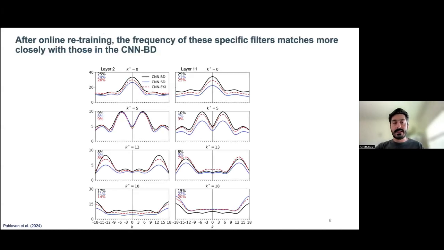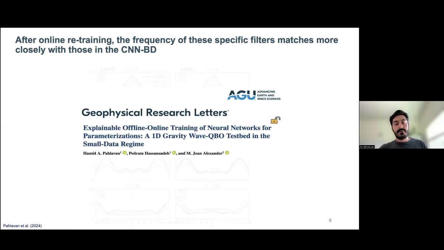But perhaps more interestingly, the frequency response of these kernels gets closer to those in the big data regime after online retraining. For example, we are going from these blue lines in the CNN small data regime to these red dash lines after online retraining, which is closer to the black line based on the big data regime. This kind of analysis can provide some insight into the calibration process of data-driven parameterizations. If you're interested to know more details about offline-online training or these results, you can take a look at this paper, which came out a few months ago.